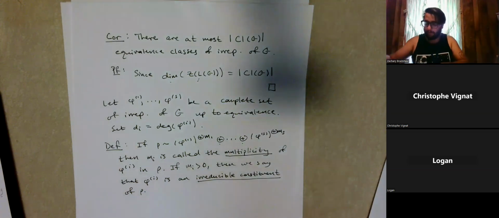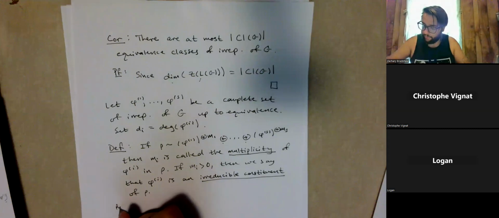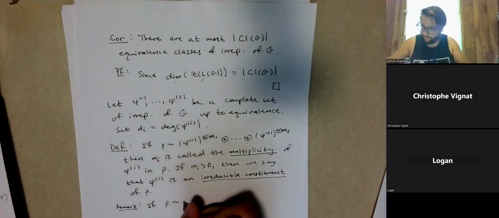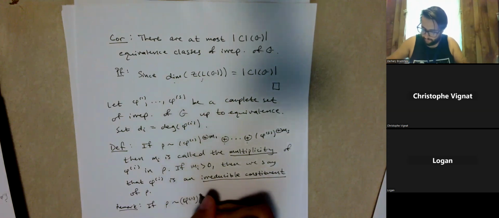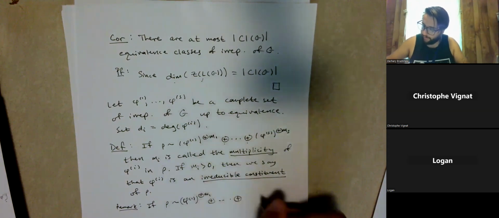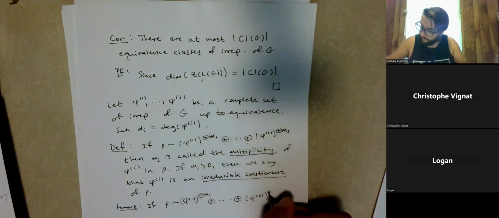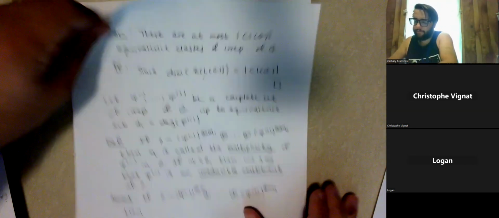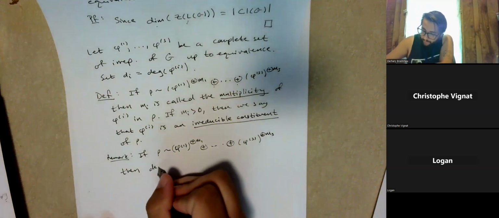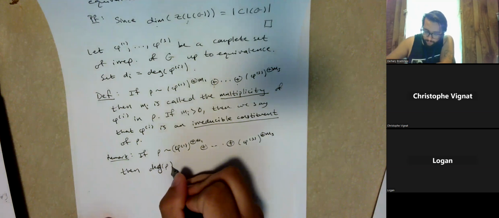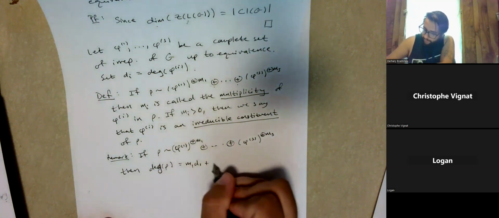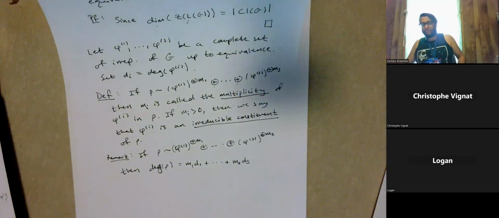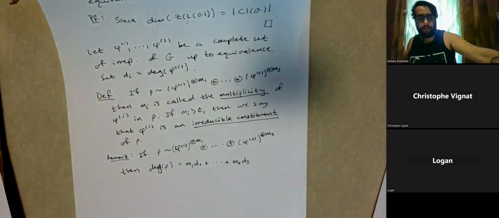And I should also point out, maybe just a quick remark: if rho is equivalent to phi 1 with multiplicity m1, and so on up to phi s with multiplicity ms, then the degree of rho is m1 d1 summed all the way up to ms ds. Okay, so let's just keep that in mind.